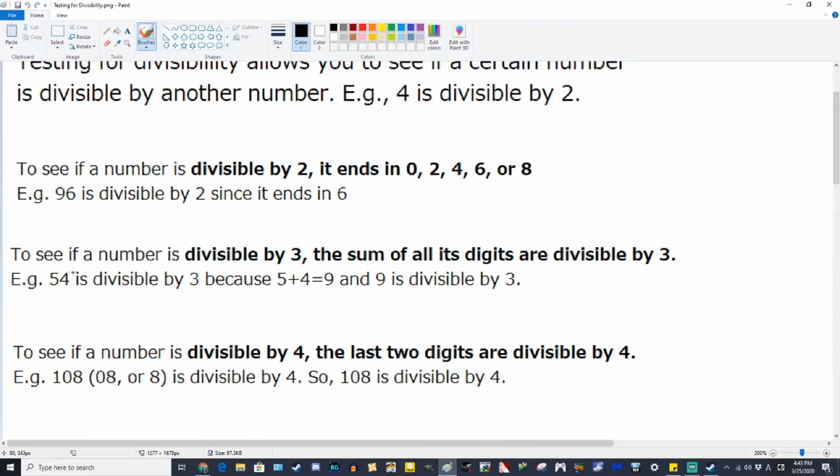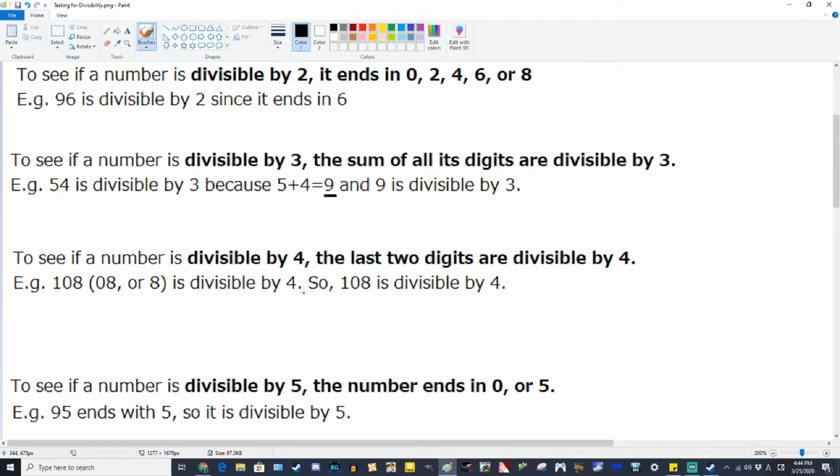Now, to see if a number is divisible by 3, the sum of all its digits is divisible by 3. So for example, 54 is divisible by 3 because 5 plus 4 equals 9, and 9 is divisible by 3. So you just add together all the digits. Like if it's 904, you do 9 plus 0 plus 4. You can do this with any number. Just add all the digits, and if your sum, your answer after you add them all together, is divisible by 3, you can tell that the number is divisible by 3. Alright?